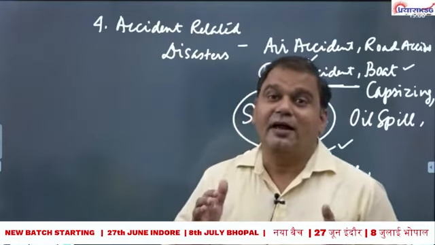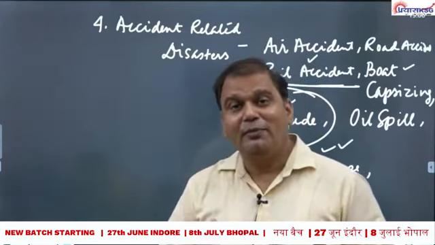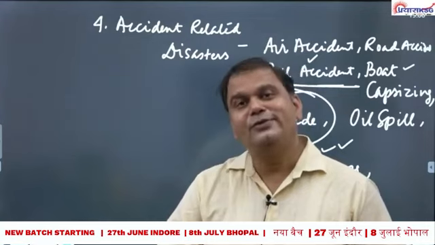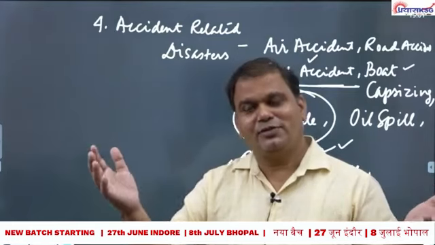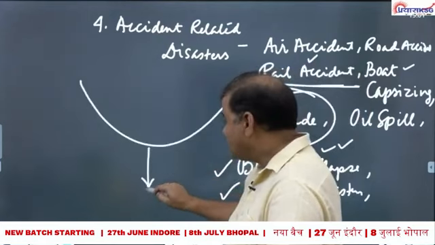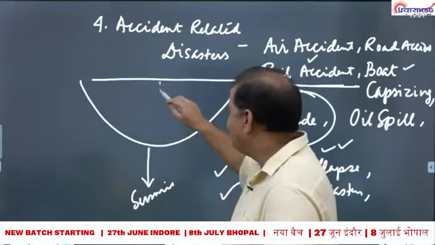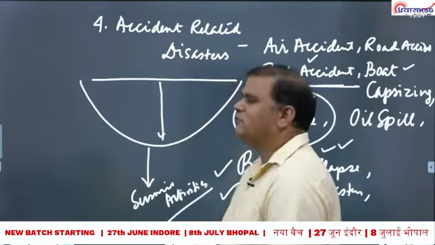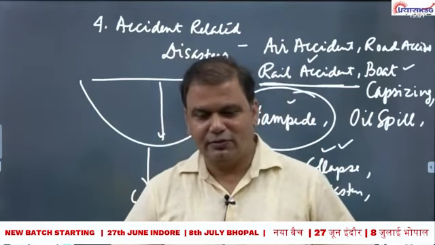See, dam bursting is considered in the second category as a geologically related disaster. Why? Because it would be engulfing a large geographical area, and dam bursting also, when reservoirs are made, when you are talking about dams, if we are talking about a reservoir, it also triggers seismic activities because of the volume of water, the weight of the water, it can trigger seismic activity. That's why we have considered it in the geologically related disaster. Is that clear? Fine.